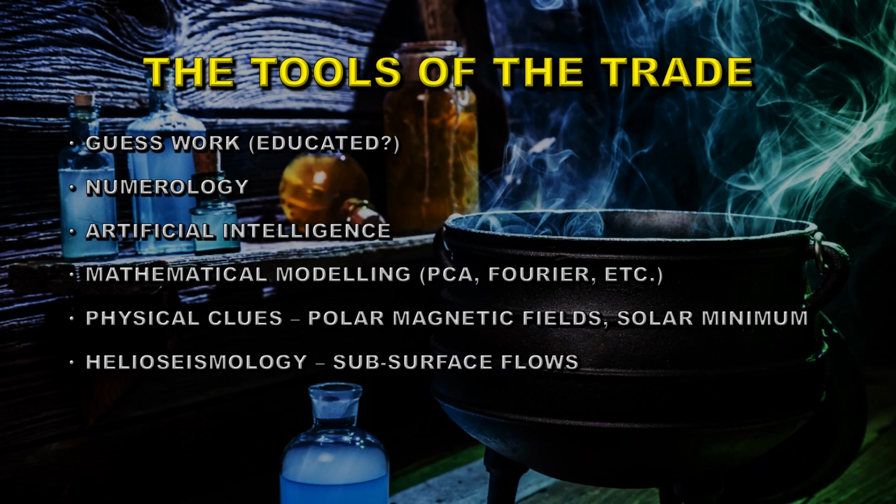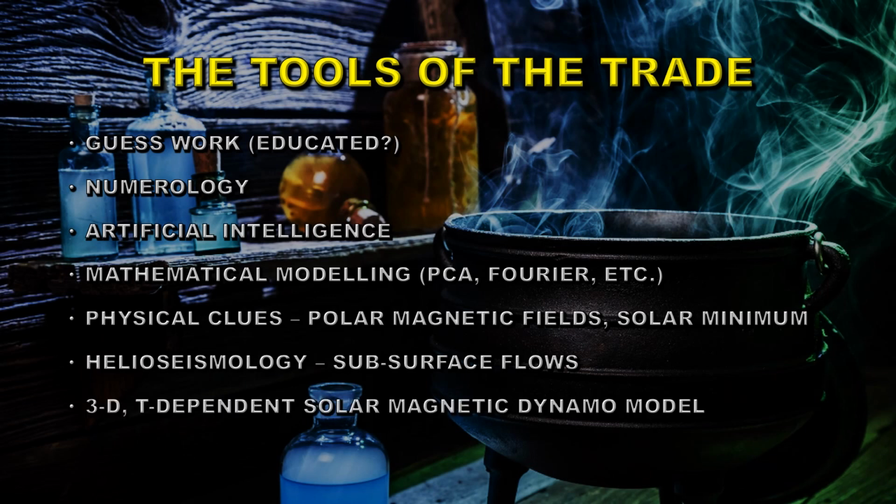To do that might be decades away. And once we do, the goal of it will be to produce a three-dimensional time-dependent solar magnetic dynamo model. And then what you would do is you would plug in the current state of the dynamo and run that model forward, and that would give you a good idea of what the next solar cycle would be. But that is a massive effort.